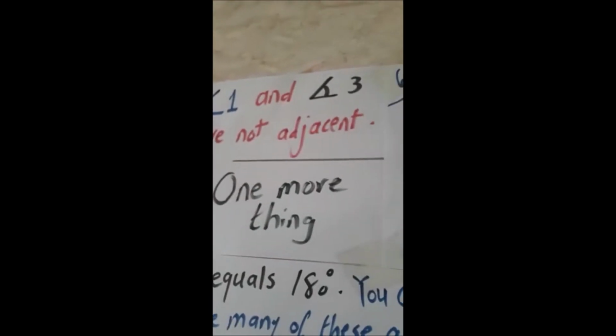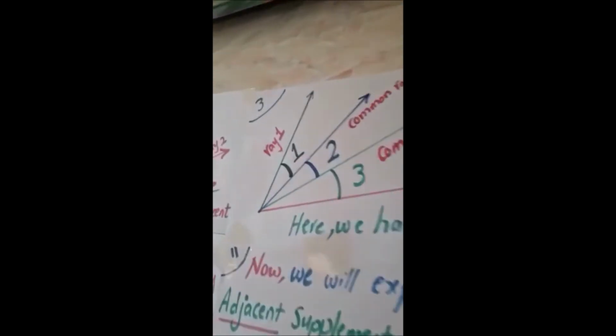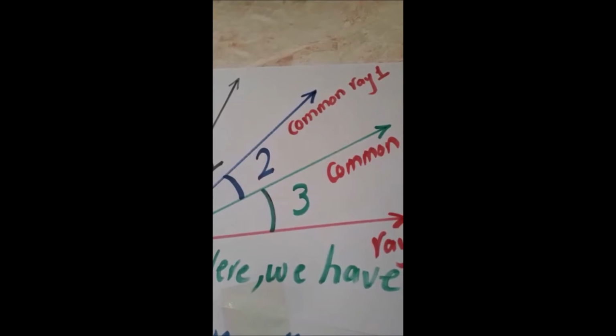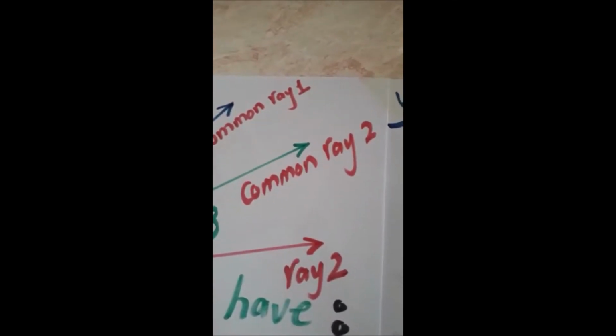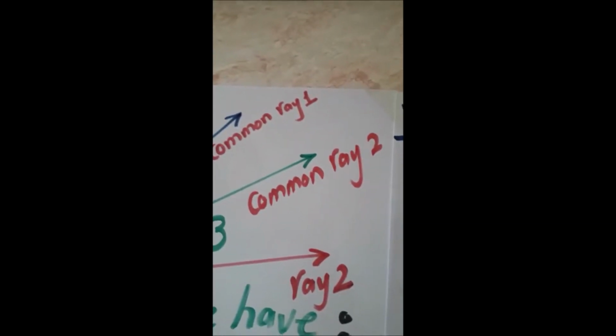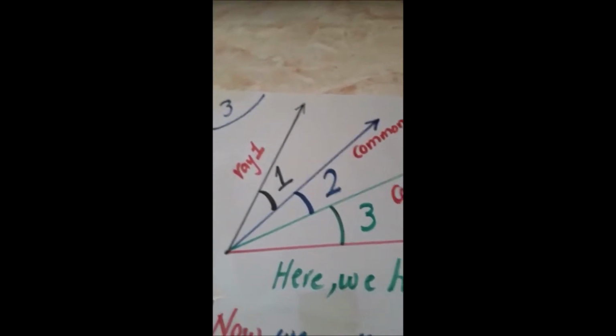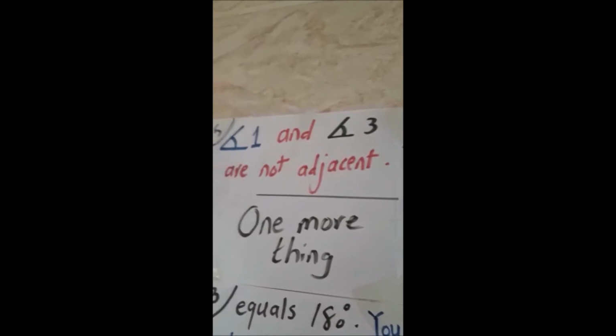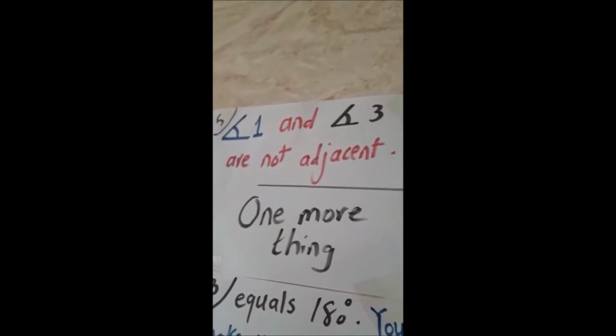But can we say that angle 1 and angle 3 are adjacent? No, yes, you are right. So 1 and 2 are adjacent, 2 and 3 are adjacent, and between 1 and 2 we have the common ray, and between 2 and 3 we have another common ray, but 1 and 3 are not adjacent angles. Excellent guys.